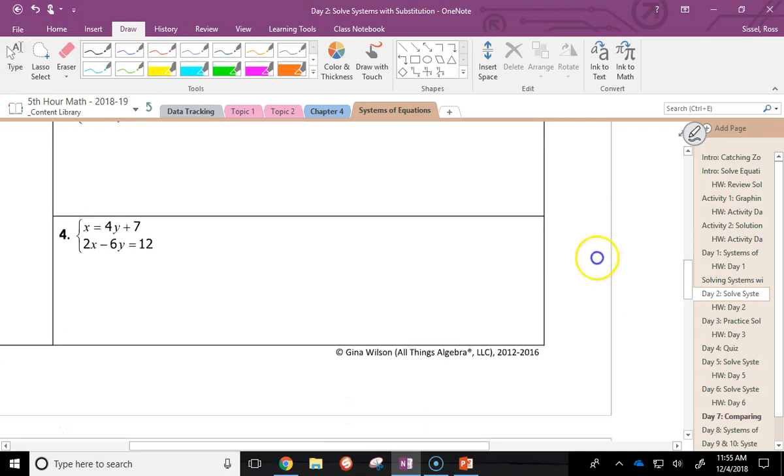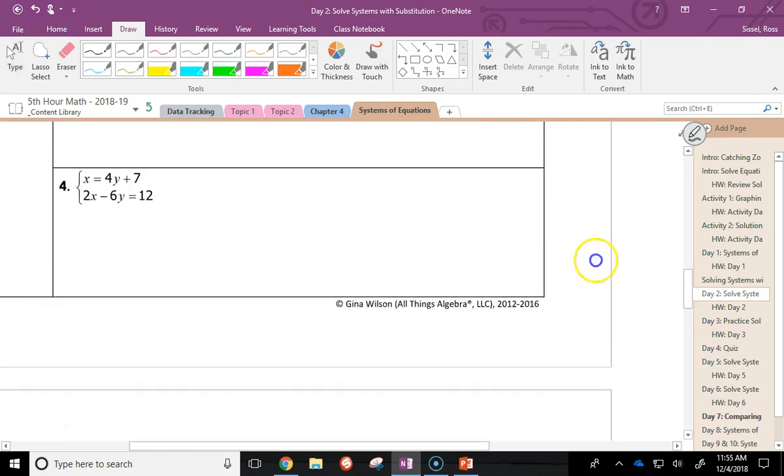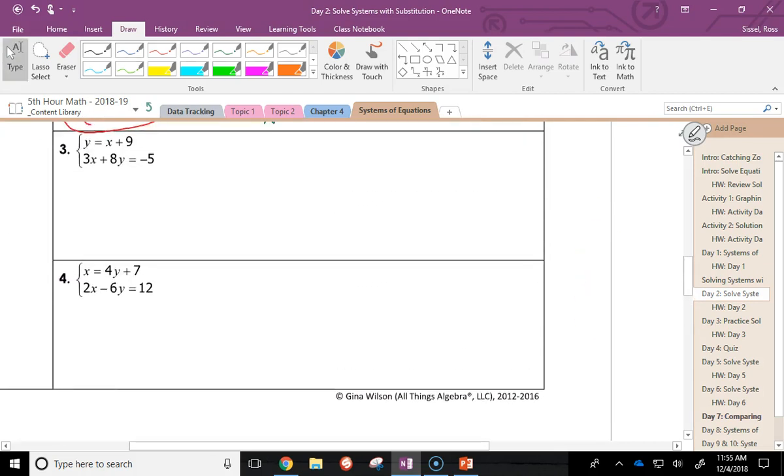I want to do number 3 and 5 for you. So number 3, y equals x plus 9. I noticed that they've already solved for y. I have one y, so I'm going to substitute that in. Wherever I see y in the next equation, I'm putting x plus 9. So, the second equation was 3x plus 8 times, and I'm putting in this x plus 9.